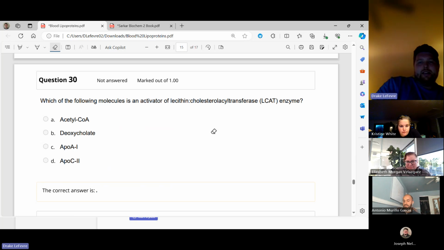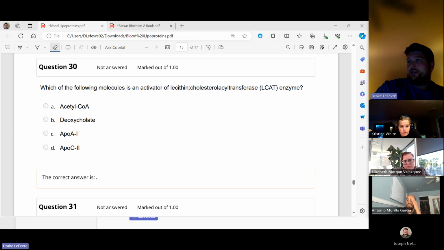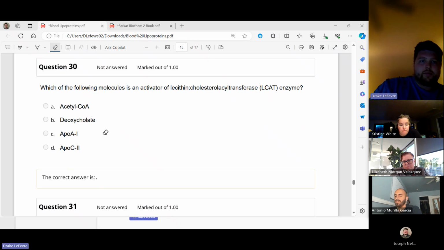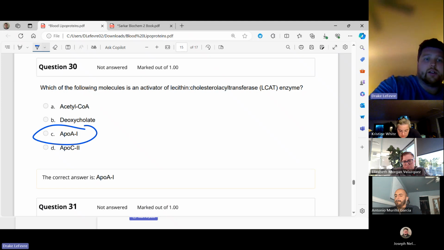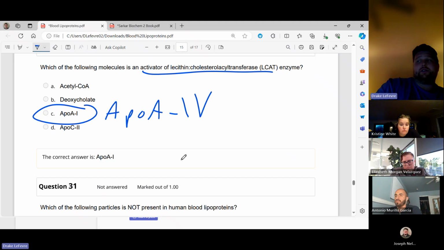Which of the following molecules is an activator of lecithin cholesterol acyltransferase, aka LCAT enzyme? This again is probably going to be just in that beautiful little chart. Let's see. Yep. Activates the LCAT. There are actually two of them, ApoA1 and ApoA4. Both of those activate the LCAT enzyme. In this case, we only have ApoA1 as an answer choice. Another acceptable answer choice would be ApoA4. Both of those activate LCAT, and that's just straight from the chart.